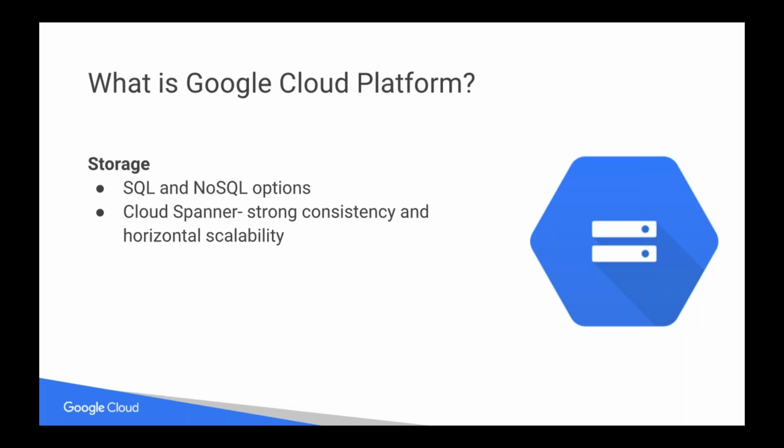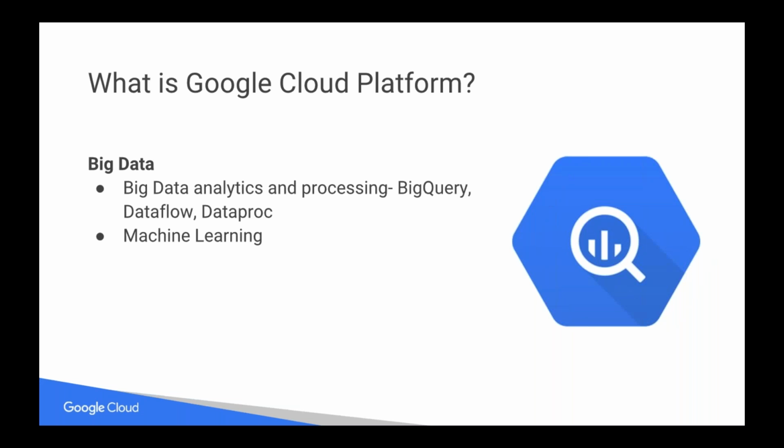Within storage, we have several different SQL and NoSQL options, from our managed Cloud SQL to our blob storage option, Cloud Storage, to the newly released Cloud Spanner, among others. Cloud Spanner is especially exciting because you get strong consistency guarantees, as well as horizontal scalability to hundreds or even thousands of servers. I've gotten a chance to use Spanner for some work that I've previously done at Google, and so I'm super excited that we're releasing this for the rest of the world.